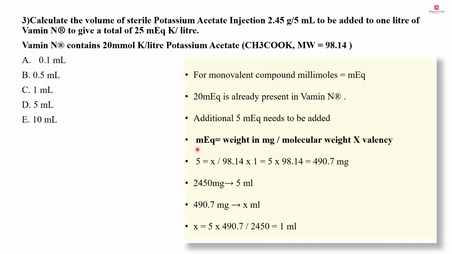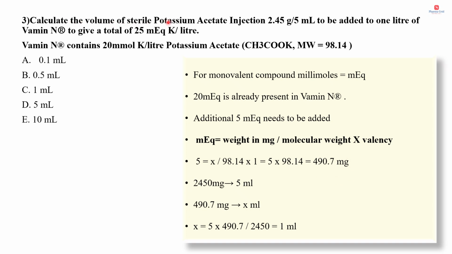We know the equation to find milliequivalents is equal to weight in milligram divided by molecular weight into valency. Milliequivalents we know it is 5. Weight in milligram we don't know, we need to find that. Molecular weight is 98.14. Valency of potassium is 1. So substitute all these values in this equation. We will get 490.7 milligram. Okay, so here we got the weight, but we need to find out the volume.